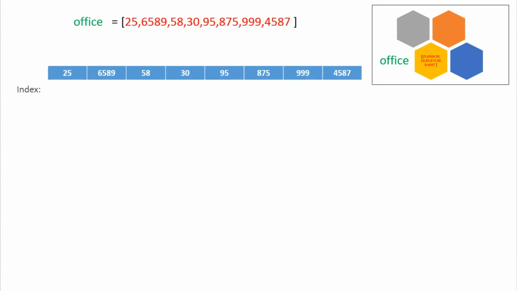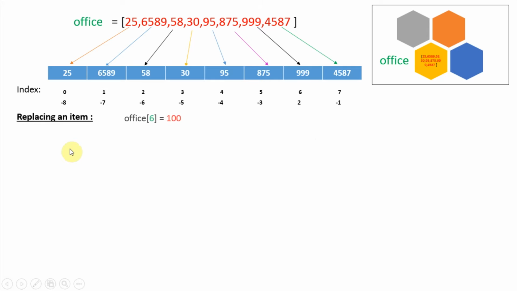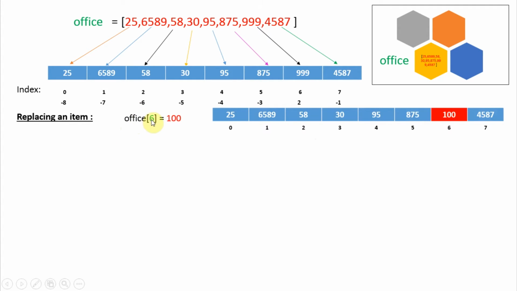Okay, so next we'll be seeing how to replace one value, right? Let's say we want to replace this value 999 with 100. To do that, this is the variable name, then this is the index of that value, which is 6 here, and 100 is the value with which we want to replace 999. So if we do this, 999 will be replaced by 100. You can see here 999 is replaced by 100, right?